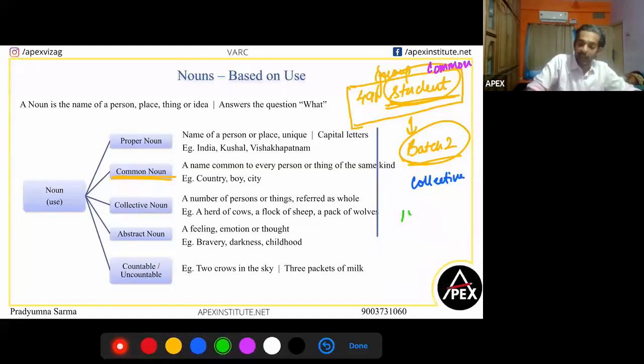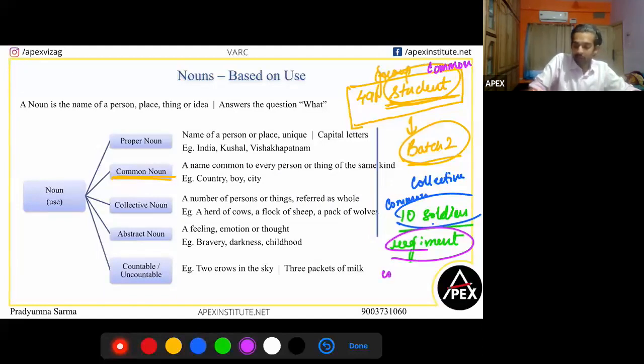For example, I have 10 soldiers who are a part of my regiment. So now these 10 soldiers become common nouns and this regiment becomes a collective noun. Clear? The same way, abstract nouns, as I explained to you about hunger, are things that you can feel but you cannot really see. Okay? What are countable and uncountable nouns?